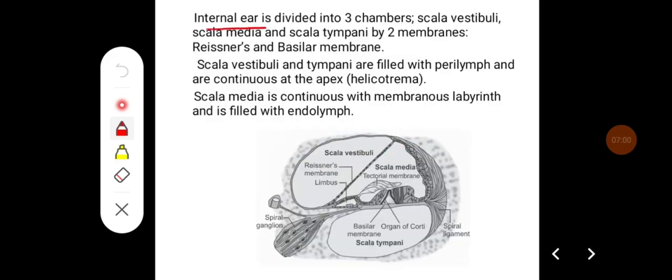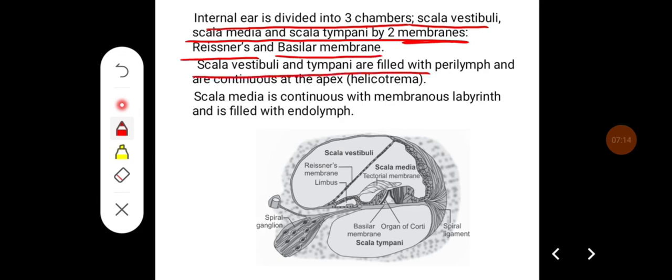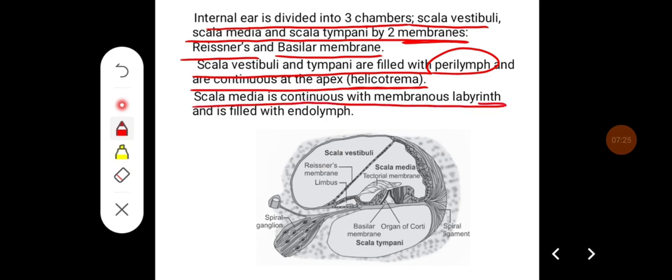The internal ear is divided into three chambers, that is the scala vestibuli, scala media, and scala tympani, by two membranes, that is the Reissner's membrane and the basilar membrane. Scala vestibuli and scala tympani are filled with perilymph and are continuous at the apex, that is through the helicotrema. Scala media is continuous with the membranous labyrinth and it is filled with endolymph.